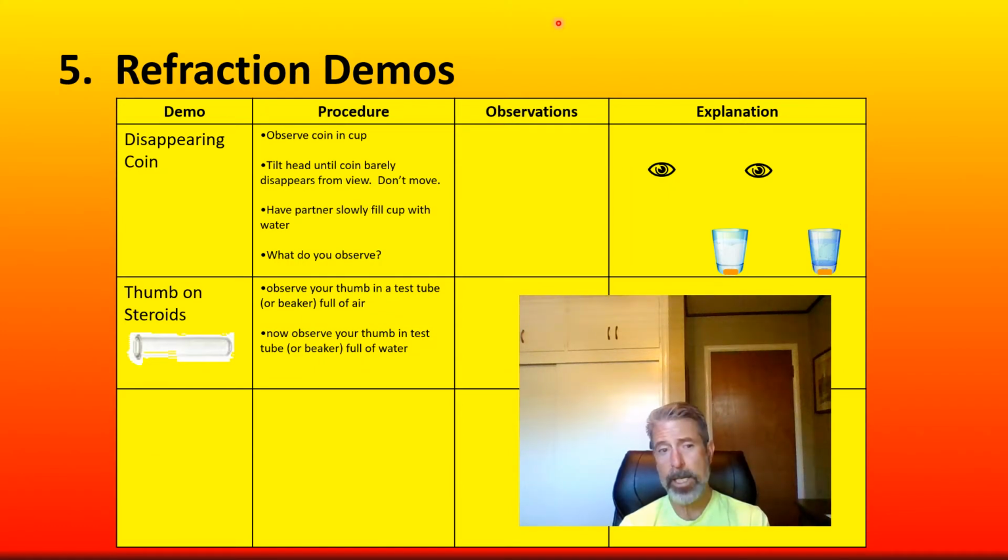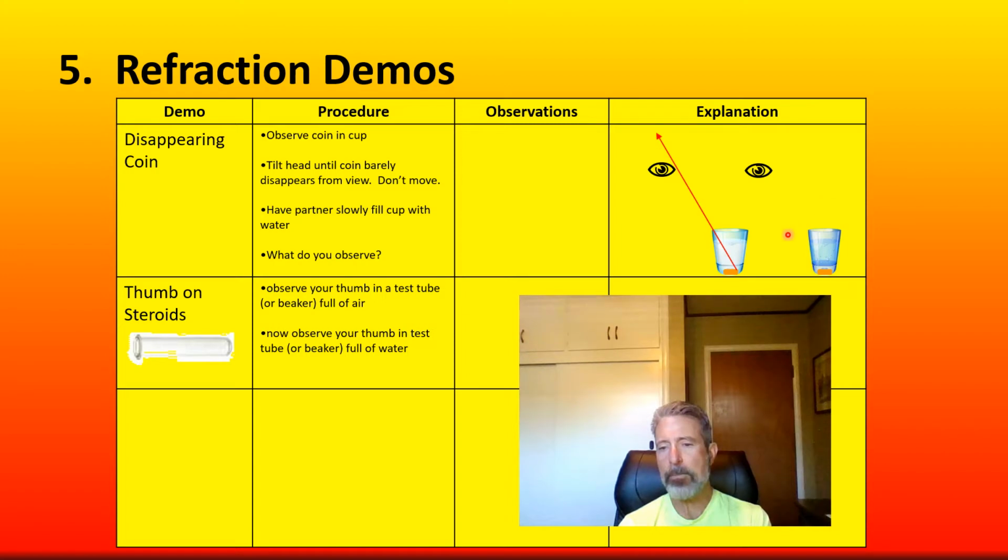So in this slide, let's see if we can explain the physics behind the disappearing coin trick. What we have here is our cup with a coin, and in this case, the cup is full of air. And we said that the position of your eye in relation to the cup and coin is such that the coin is barely out of your view. If I look at this light ray, the one that barely misses the edge of the cup here, you can see that that light ray does not enter your eye, showing you that this little part of the coin here is not in your view.